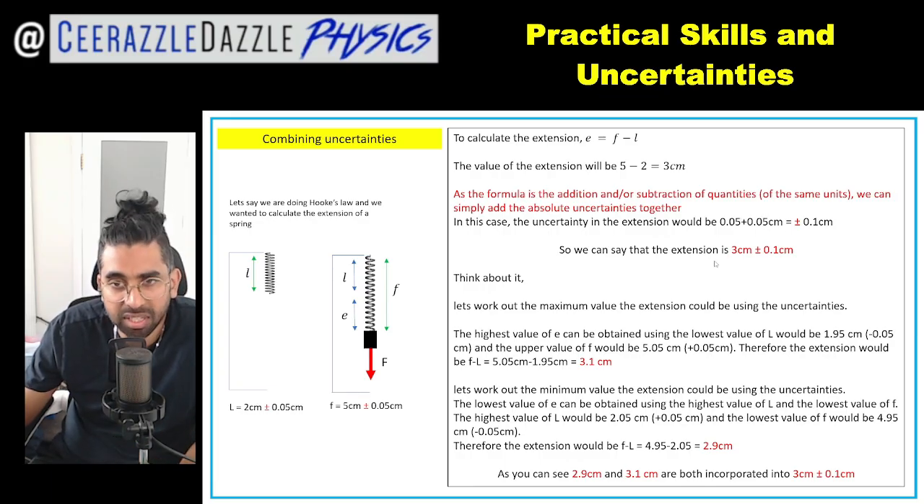Now, thinking about this in a bit more detail, I thought I'd run you through this. Let's say you were to work out what the maximum value of the extension could be. Well, obviously it would be the upper value of F minus the lowest value of L.